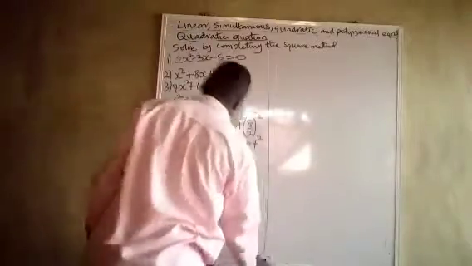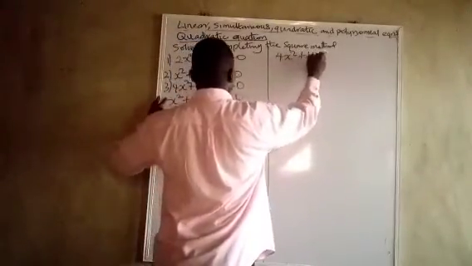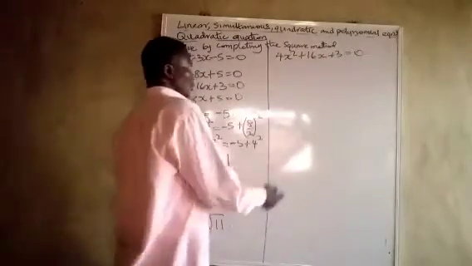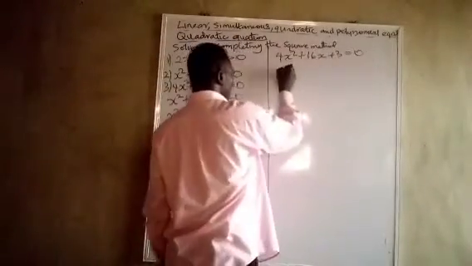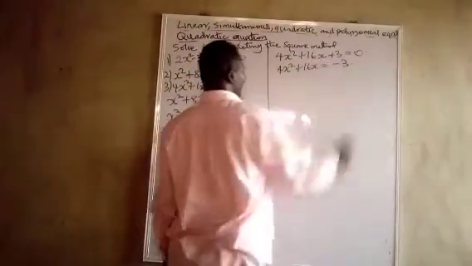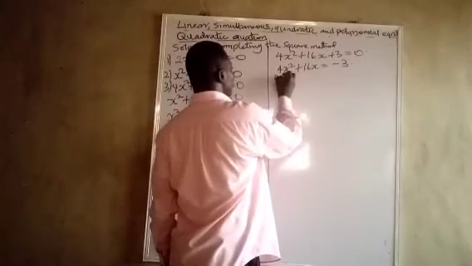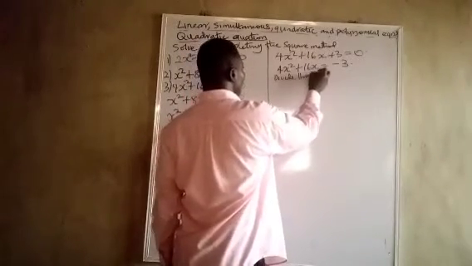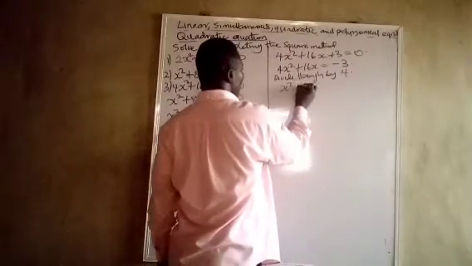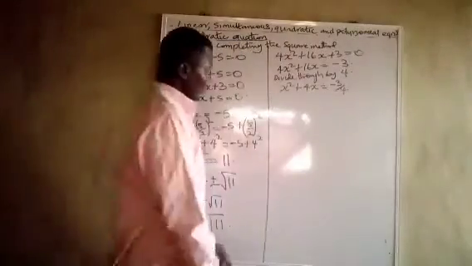Now let's look at the last one. We have 4x squared plus 16x plus 3 equals 0. Just like before, what do we do? We first of all shift the constant to the other side. So we have 4x squared plus 16x is equal to minus 3. The next step is to divide through by the coefficient of x squared, so we divide through by 4. So I have x squared plus 4x is equal to minus 3 over 4.